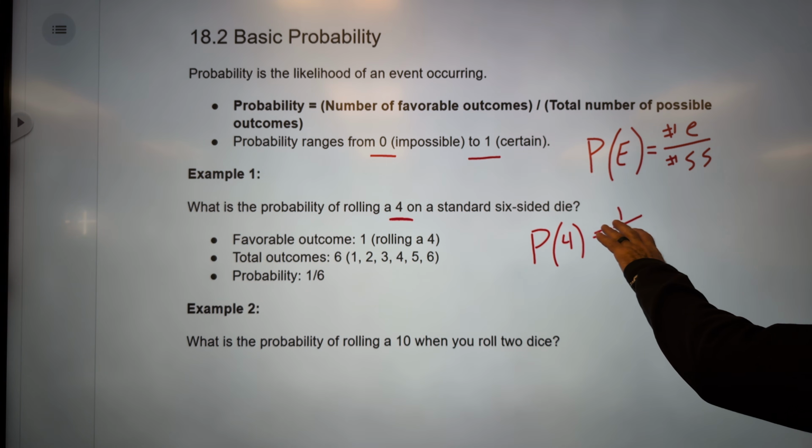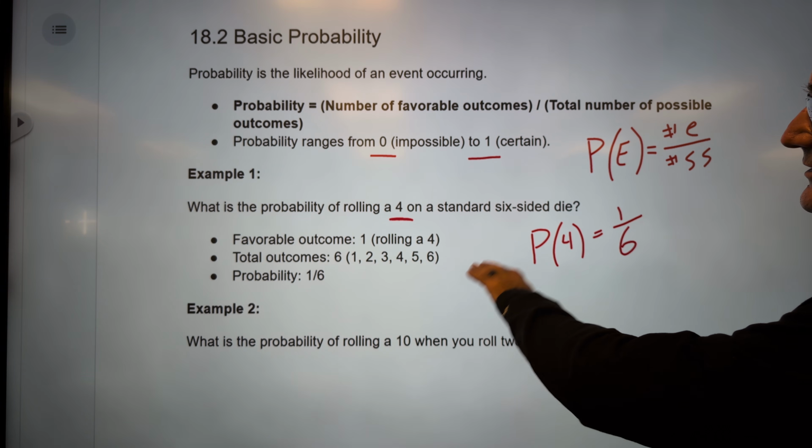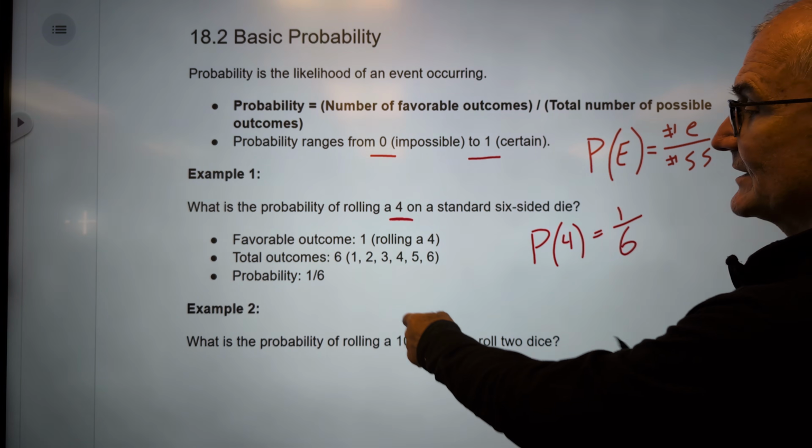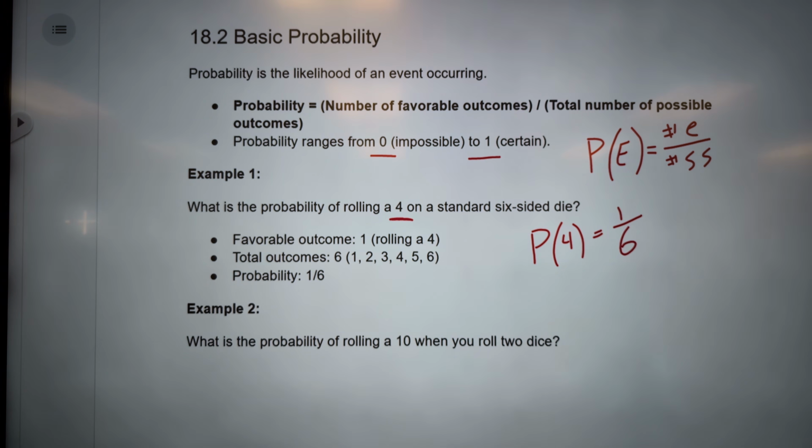You could leave it as a fraction, convert it to a decimal or a percent, but that answer, no matter what, has to be between 0 and 1.